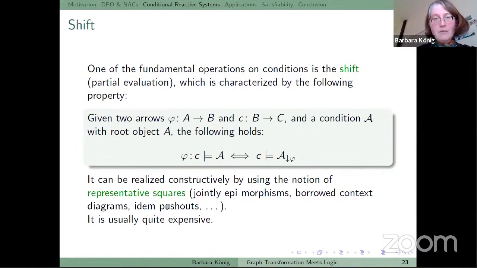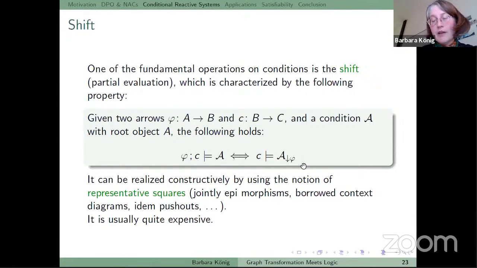Okay, so then I want to start talking a bit about the operators that we have. One of the really fundamental operators is the so-called shift, which is really very nice, and I think it's one of the reasons why you want to work with this form of graph conditions. Think of it as some form of partial evaluation. The setup is the following. We have an arrow phi from A to B and a graph condition with root object A, so it sits on top of that A. Now you want to move this condition to a condition with root object B, which is called A shifted over phi, so A down arrow phi.